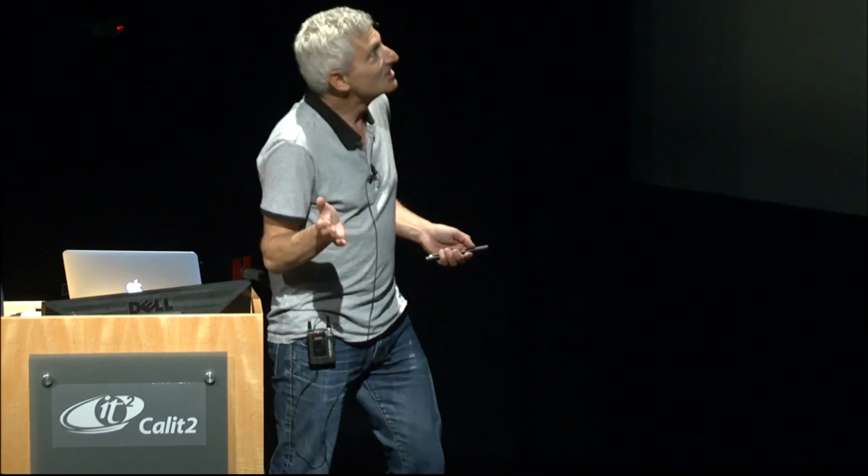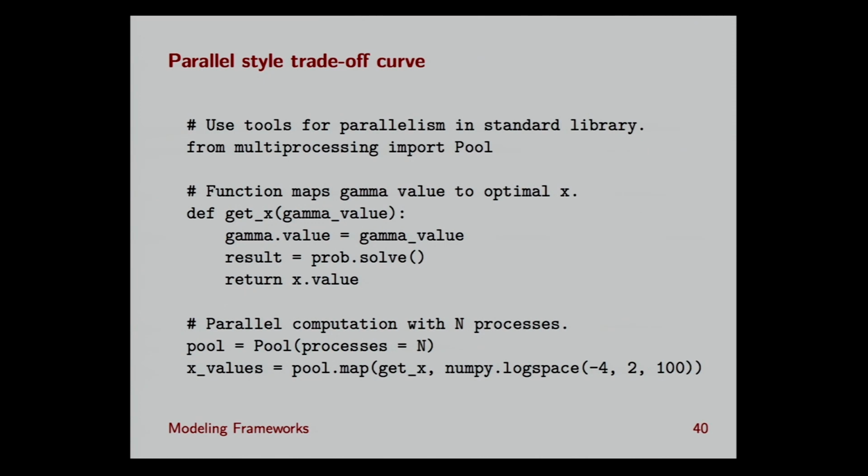So what happens is you just import multiprocessing. There's many like this, and you import, from this, the Pool. You import Pool, and then what you do is you make a function. It's very simple. It's just a function that maps a value of the regularization parameter to an optimal x. And so it does exactly that. It just takes an argument like this. It sets this equal to this. It solves it, and then it returns the value. So it's completely readable.